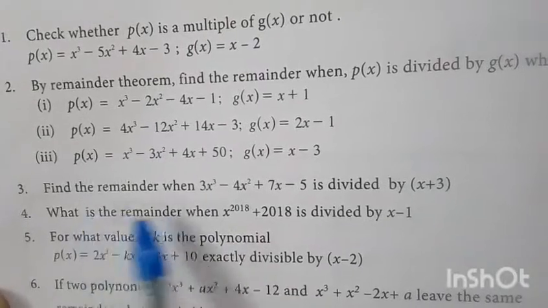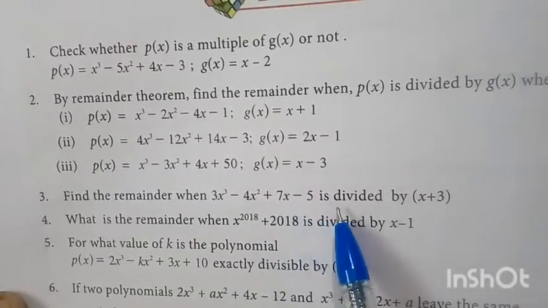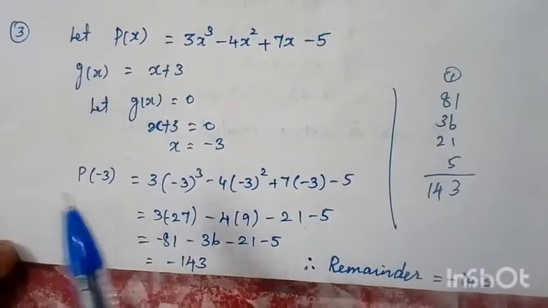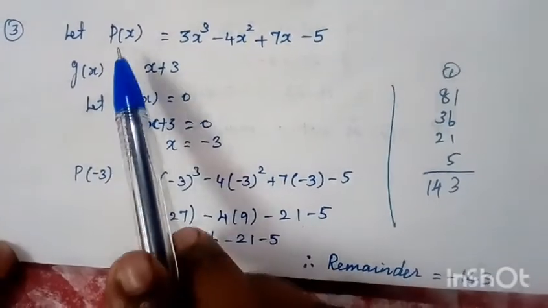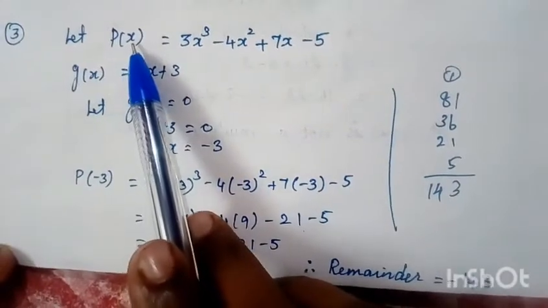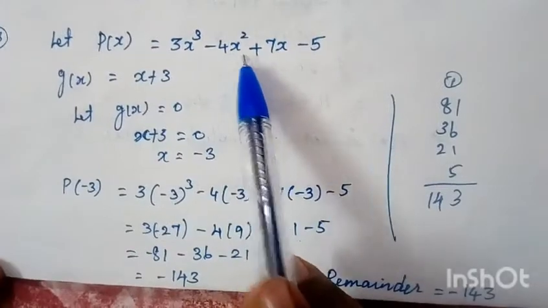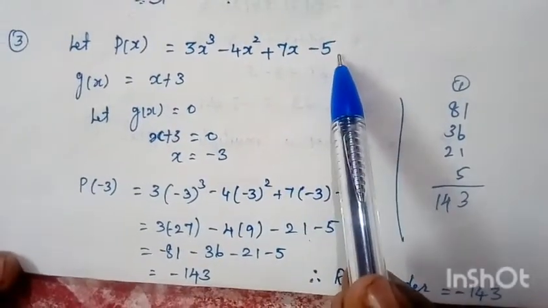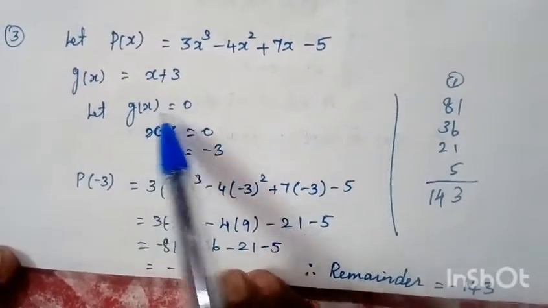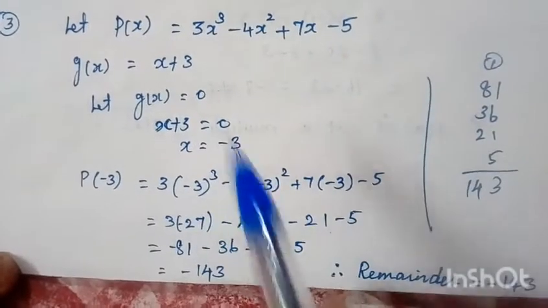Now third problem, find the remainder when 3x cube minus 4x square plus 7x minus 5 is divided by x plus 3. In this question, the polynomial name is not mentioned, so we have to give the name. Let p of x equal to, the first one we consider as p of x, the second polynomial we consider as g of x. That is p of x is equal to 3x cube minus 4x square plus 7x minus 5. g of x is equal to x plus 3. As usual, let g of x equal to 0. So that means x plus 3 equal to 0. So x equal to minus 3.